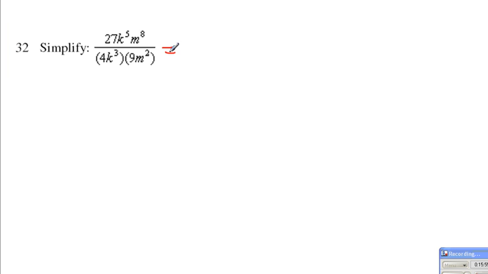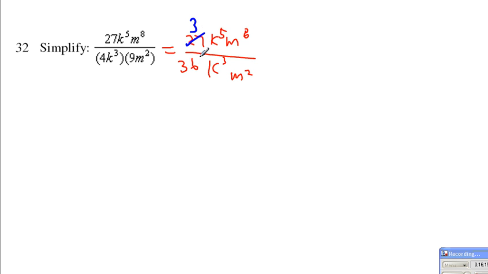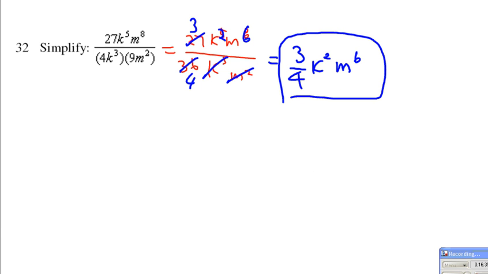All right, let us try to simplify this one. What's going to be happening? We have 27 k to the 5th power and m to the 8th power all over 36 because of 4 and 9. And we have k to the 3rd and m squared. Now, 9 is common, so we get 3 and 4. Here we have 2, because 5 minus 3. Here, 8 and 2 cancel out, becoming 6. So we have 3 over 4, k squared, and m to the 6th power. That becomes our final answer.